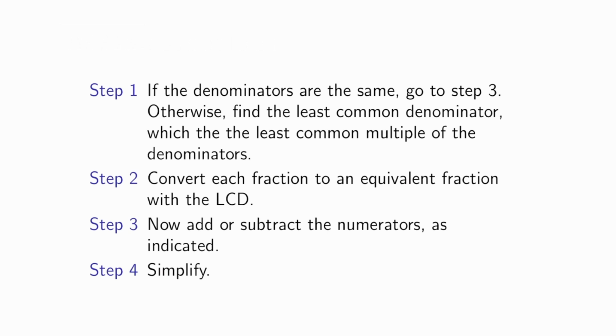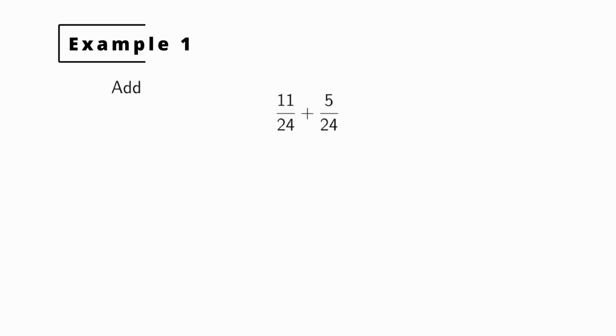Example 1, we want to add 11/24 plus 5/24. Well, so they have the same denominator, so we simply add the numerators together. So 11 plus 5 is 16. And then they have the same denominator, so we put that over the common denominator.